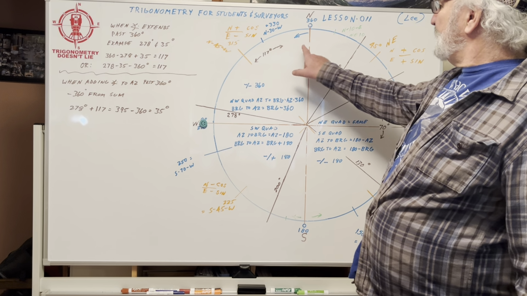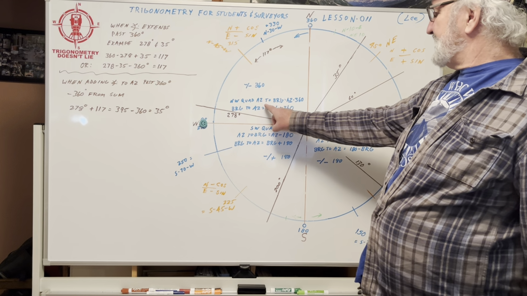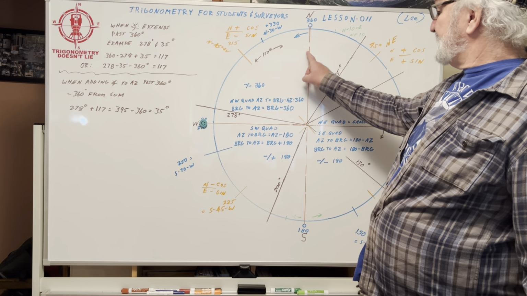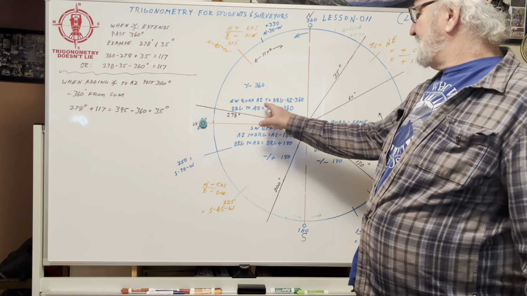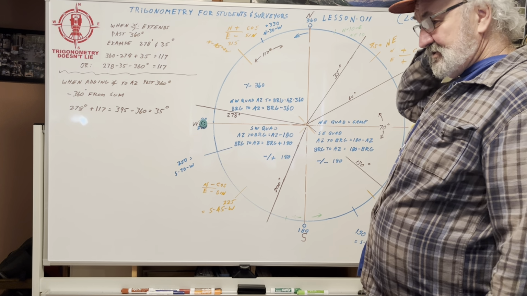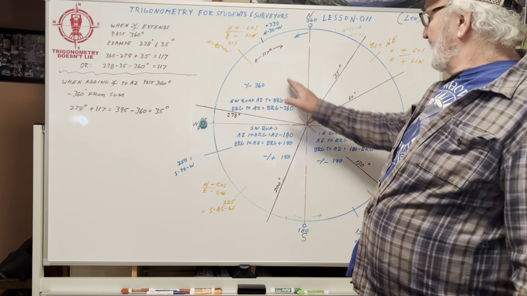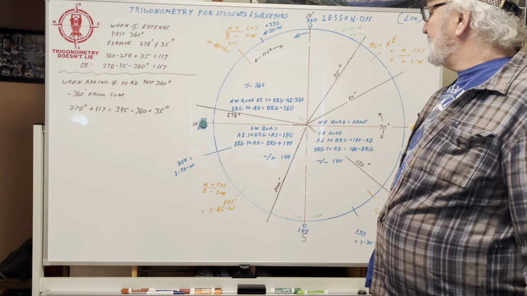And this one is the northwest quadrant. Azimuth to bearing is the azimuth minus 360. And the bearing to the azimuth is the bearing minus 360. So like this quadrant, it's also minus and minus.